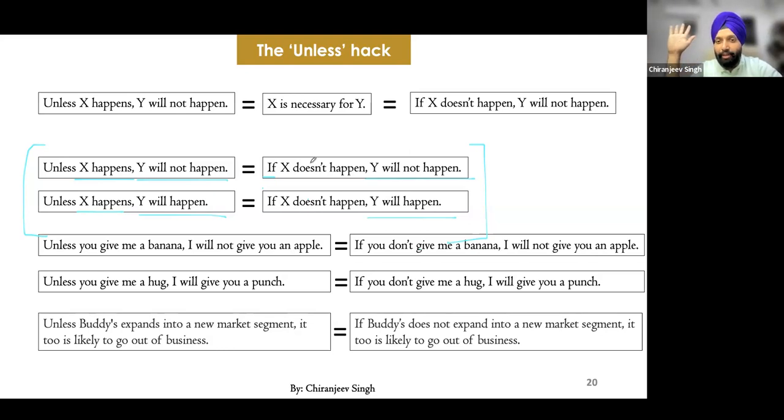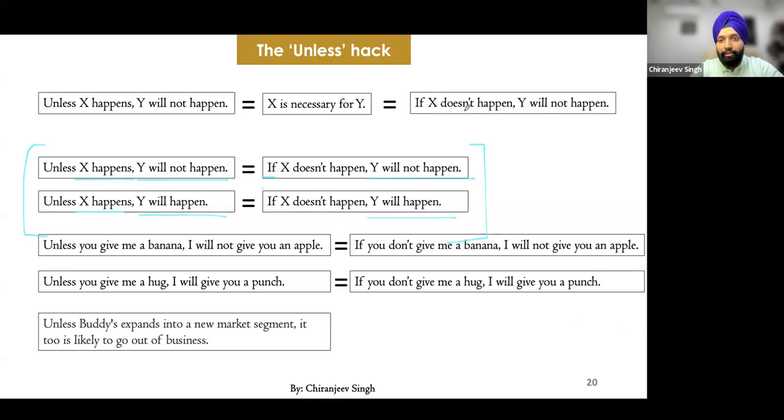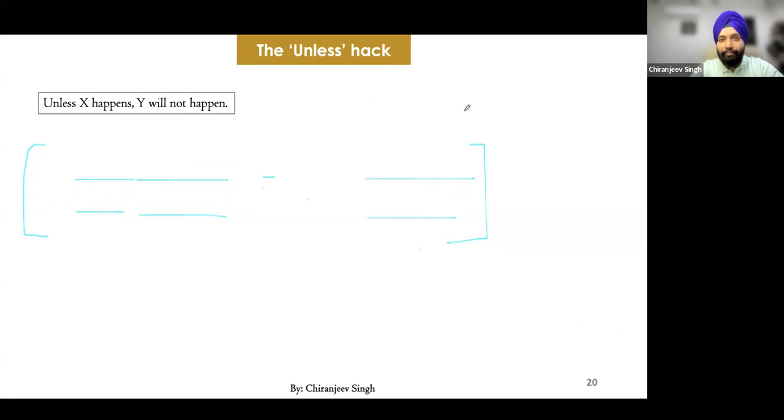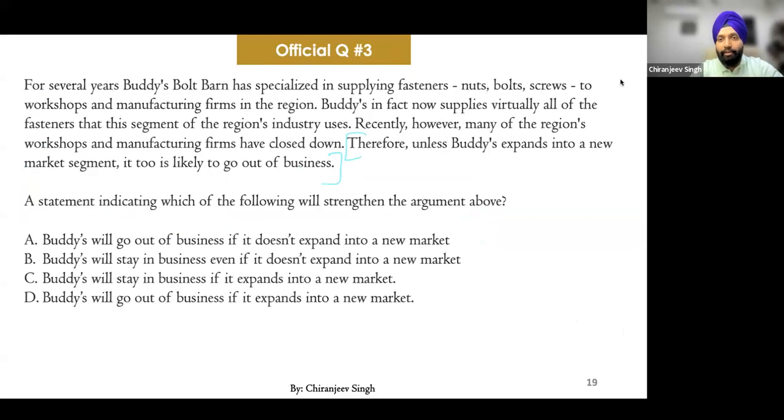Anybody, any doubts on this slide? We are going to use this understanding to solve the previous question. Okay, now let's go back to the previous slide. Now let's look at this statement.